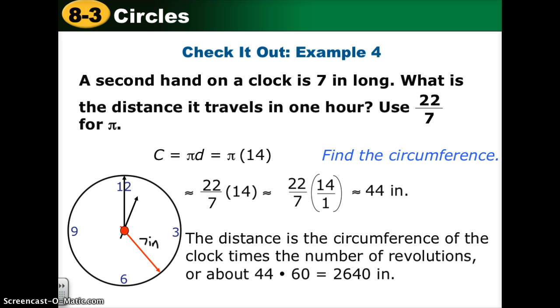So the distance is the circumference of the clock times the number of revolutions. So 44 inches is one trip around. In 1 hour, that second hand is going to make 60 different trips. So we would multiply 44 times 60 to get 2640.